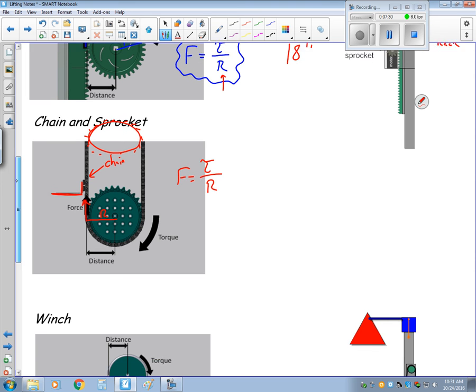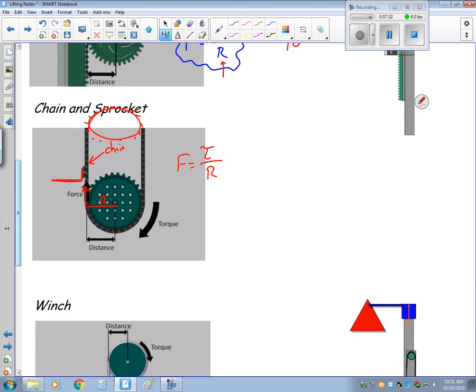For the chain and sprocket, these two are fixed. So it wouldn't be a very good way. I mean, you start off at 18 inches and you wouldn't get a height of greater than 18 inches. So it's something you'd have to think about when you're designing it.